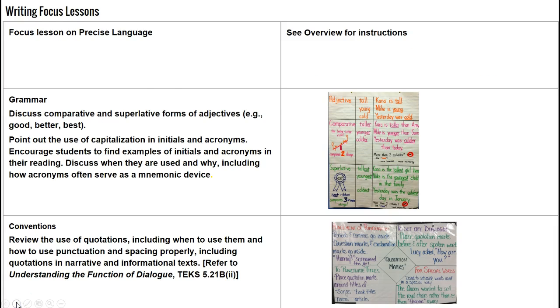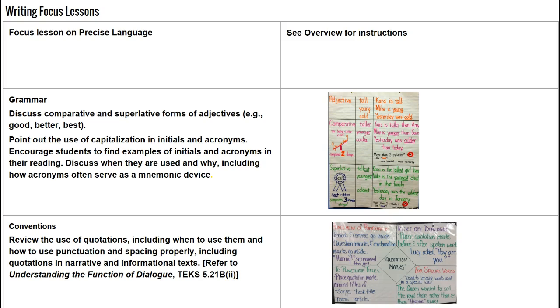In your overview, you're going to see there's a focus lesson on how to use precise language in your writing. So use that. With grammar, I would suggest really talking to them about comparative and superlative forms of adjectives. Make an anchor chart with them, place that into their writing notebook, and then also use mentor sentences out of the text that you're reading to say, look at how this author used comparative and superlative language, and show them great sentences about how authors use those particular types of grammar to make their writing more precise.